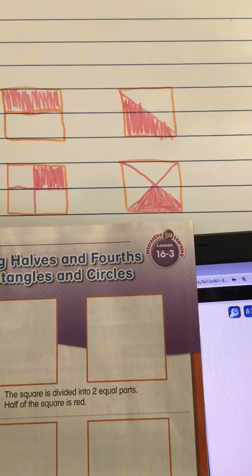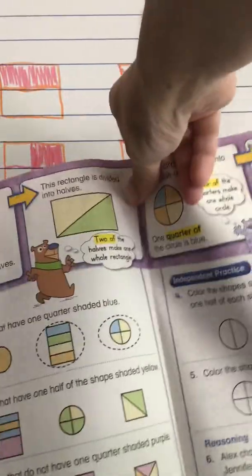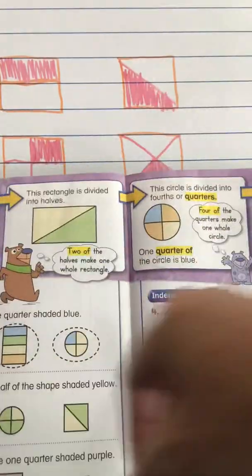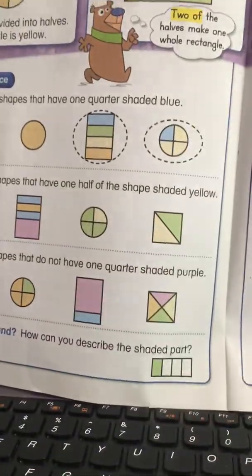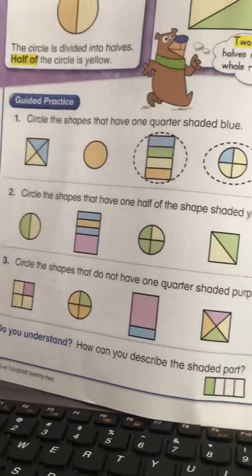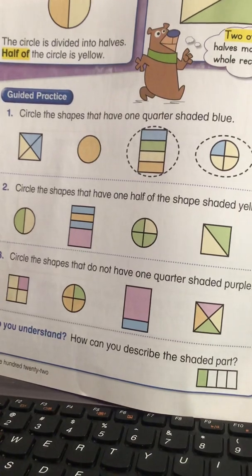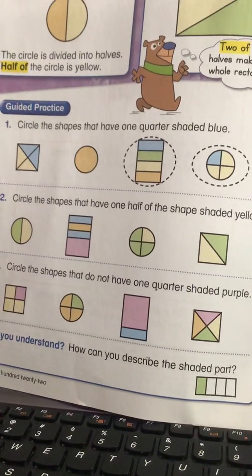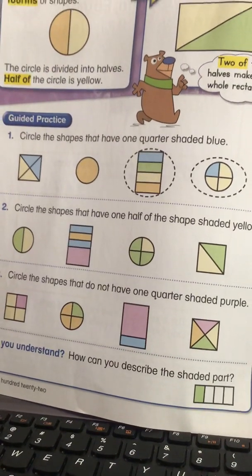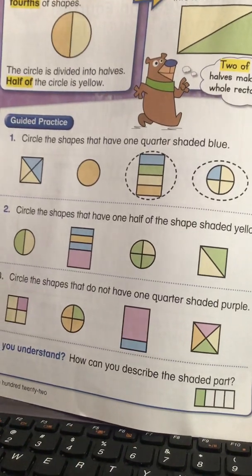When you are ready, open up to the inside. And let's take a look. Number 1 says color the shapes that have 1/4 shaded blue. Remember, quarter means 4 equal parts. So 1 out of the 4 parts is blue.